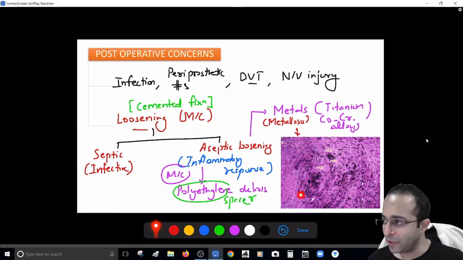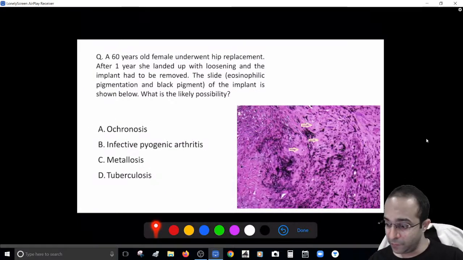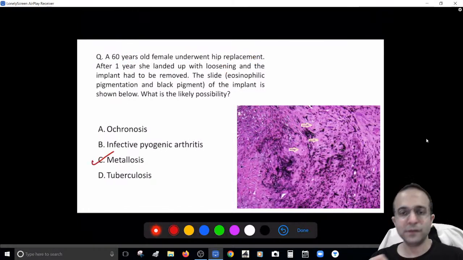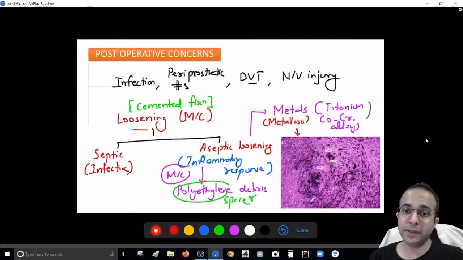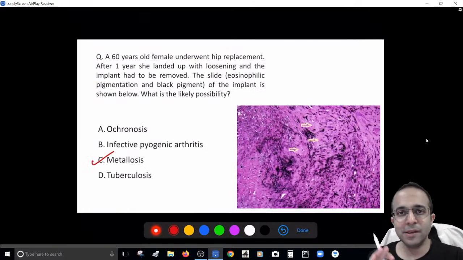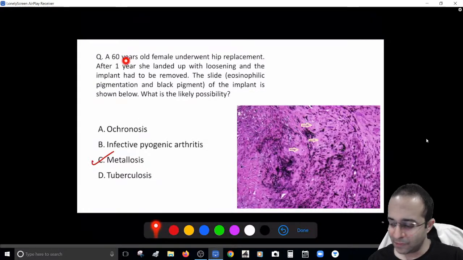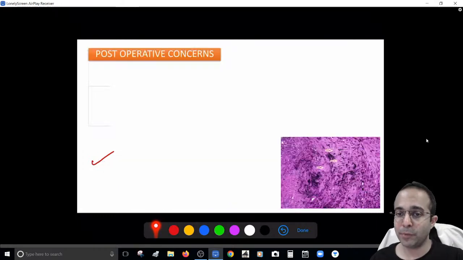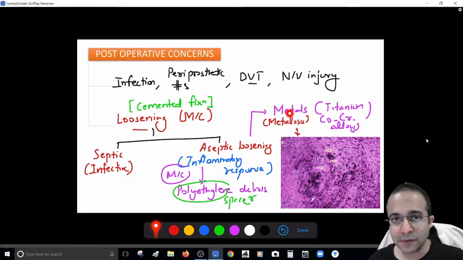Now here there's an eosinophilic infiltrate, but there's a blackish pigmentation of metal. So what you're finding in this image is metallosis. So this lady who has undergone replacement and come to you with loosening is a case of metallosis. But this could very well have been the polyethylene debris causing loosening, had that metal debris, that blackish pigmentation, not been seen. So are you guys clear even with this MCQ now? This lady underwent replacement, landed up with loosening, and the implant had to be removed. The eosinophilic infiltrate tells you about the inflammatory response, and the black pigment tells you that this inflammatory response was mounted by the metals.